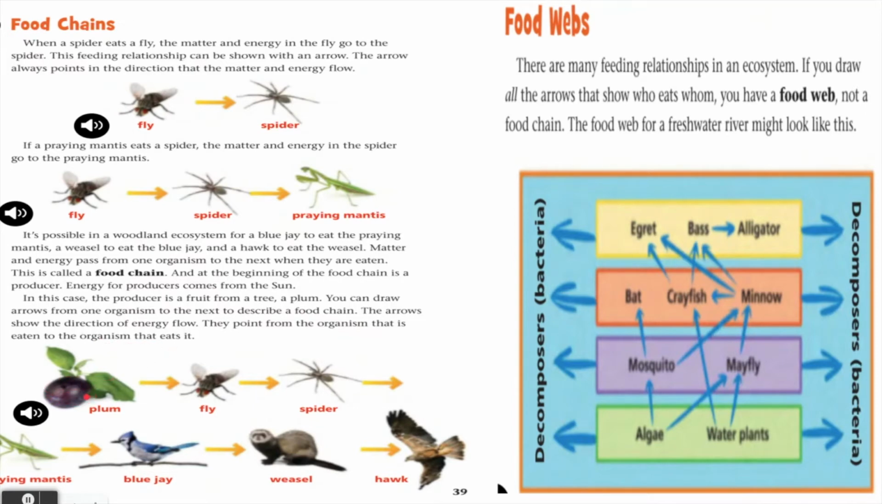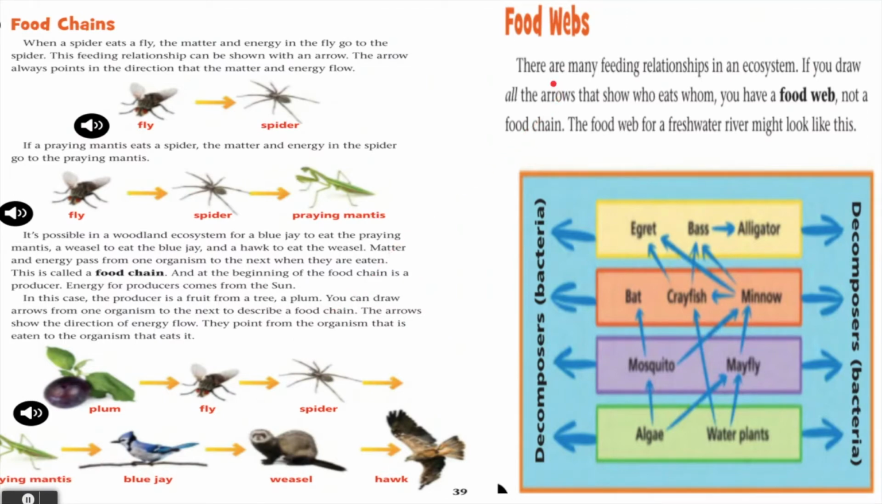So a plum, which is a producer, is eaten by a fly. A fly is then eaten by a spider. A spider is eaten by a praying mantis, which gets its energy from the spider. The praying mantis is then eaten by a blue jay. A blue jay is then eaten by a weasel, and a weasel is then eaten by a hawk. This is how the energy from a plum travels through all these different organisms and it eventually gives to a hawk. There is also another example of a food chain, which is a food web.